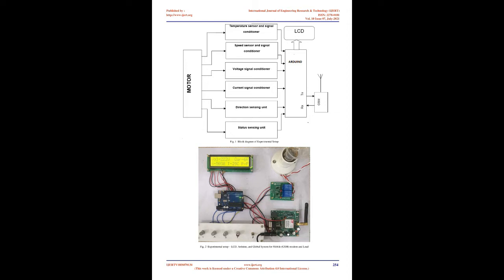The proposed scheme uses Global System for Mobile, GSM, modem along with the Arduino, which is interfaced with analog unit to display the motor performance parameters like temperature, speed, voltage, current, direction and status on liquid crystal display, LCD. The same data can be acquired remotely through short message service, SMS, from the user mobile handset by dialing the mobile number of SIM of GSM modem. The system is capable of monitoring the motor by receiving a message from an authorized mobile number.